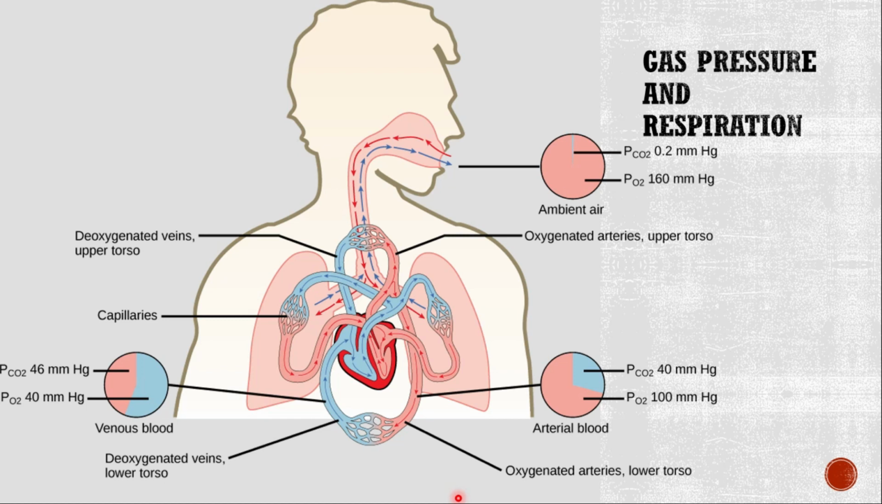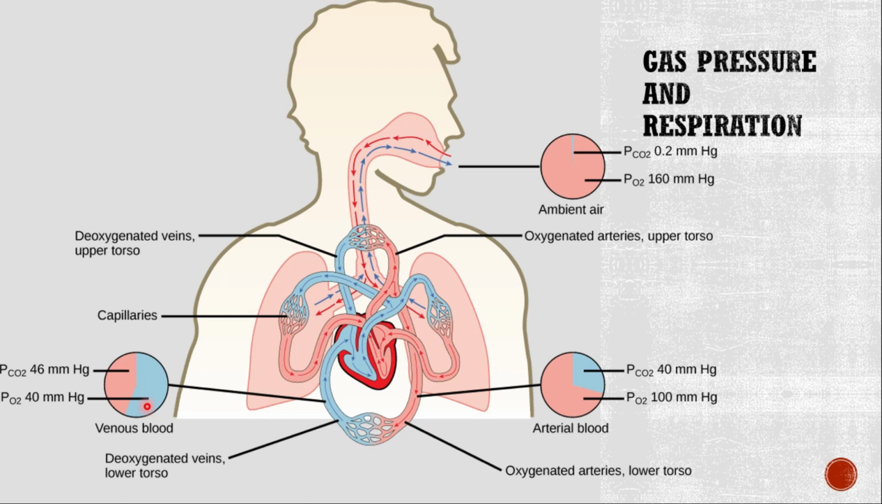More specifically, the alveolar partial pressure of oxygen is higher in the alveoli, that is 100 millimeter mercury, than in blood, where the partial pressure of oxygen is just 40 millimeter mercury. Because this pressure gradient exists, oxygen diffuses down its pressure gradient, moving out of the alveoli and entering the blood of the capillaries, where oxygen binds to hemoglobin.